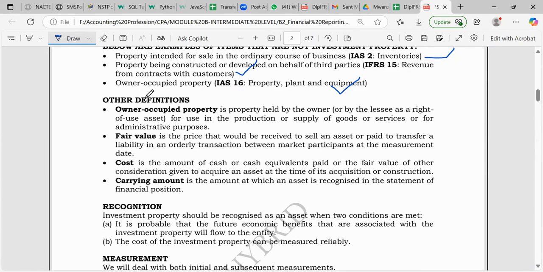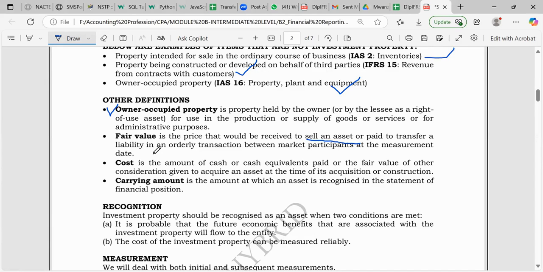You can see other definitions, just like yesterday, owner-occupied property. Owner-occupied property, I think we have even seen the example, right? It's just property held by the owner or by the lessee as a right of use asset for use in production, just like for PPE, use of production, supply of goods or services, or for administrative work. Fair value is the same definition we studied yesterday, but since we are speaking of assets only, we only focus on selling an asset.